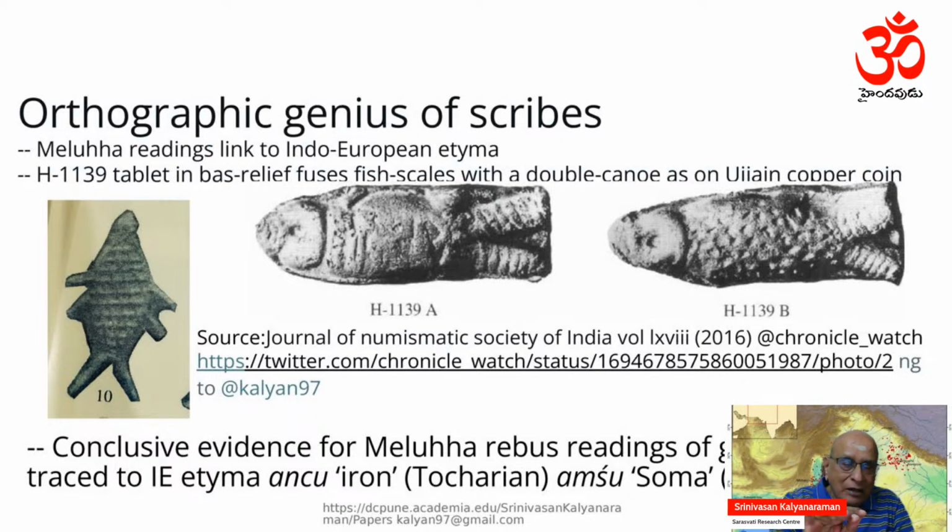Then the same type of folded skin, the fish scales of the body are seen on a Ujjain coin, identical, with the two tails very clearly shown, almost like a rod. They are like two logs joined together. So it's a signification of a catamaran or a double canoe joined together with the fish scales and the fish eye. This is what H1139 A and B communicate. Now let's go through that. So I would submit that this is a conclusive evidence of Anchu, iron, cognate Amshu Soma. Amshu means Soma in Rigveda. Anchu is the fish scale. Next, please.